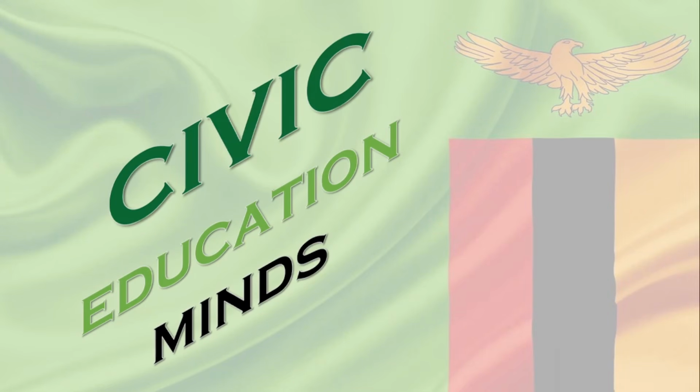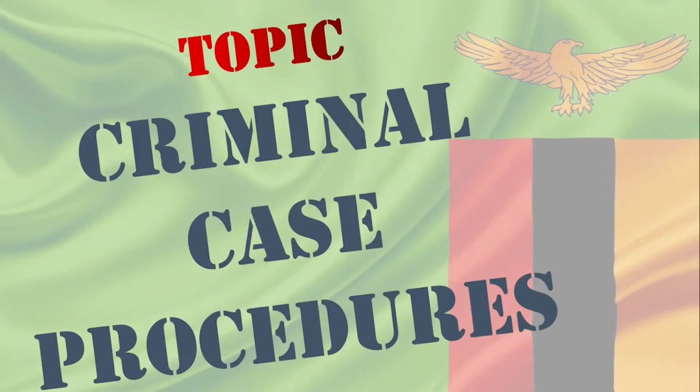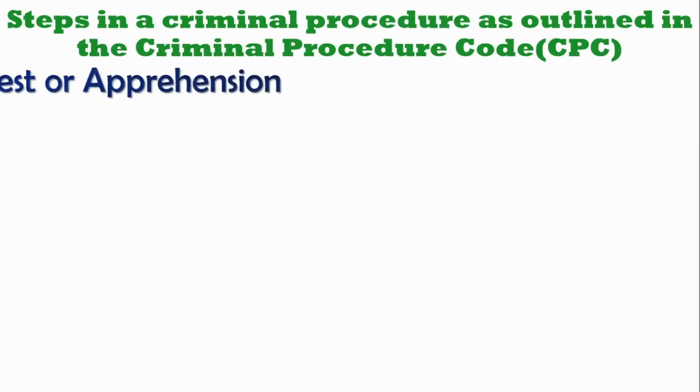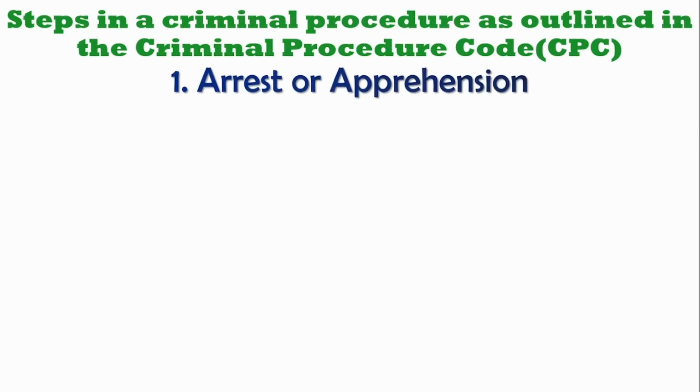I'm Teacher K. Today, we are going to look at the criminal case procedures. So basically, we want to look at the steps that are taken in a criminal case as it has been outlined in the Criminal Procedure Code, which is sometimes referred to just as the CPC. So the first step is arrest or apprehension.